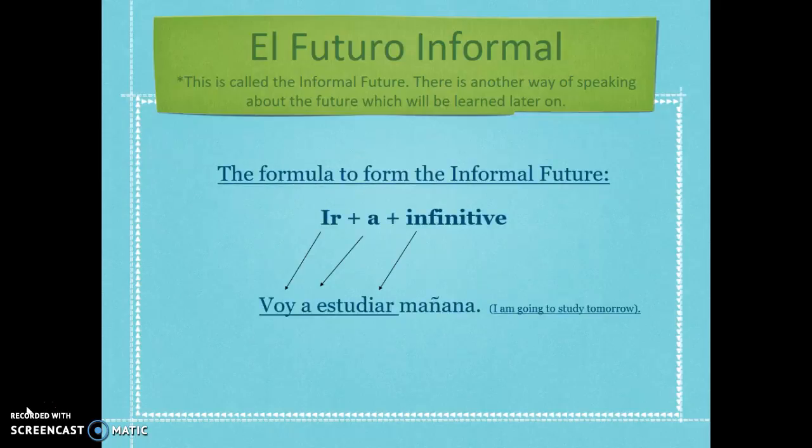Well, the formula to form the informal future is as follows. Ir plus a plus infinitive. For example, look at this sentence. Take a conjugation of ir, which we just learned how to conjugate. The yo form for I go is voy, plus a, so you just insert it in, plus any verb you want to use in the infinitive, meaning the unconjugated verb. So estudiar, right? It hasn't been tampered with yet. This means to study. So overall, it is I am going to study tomorrow. So anytime you want to talk about something that you're going to be doing in the future, this is one way you can do it. You take ir plus a plus infinitive.